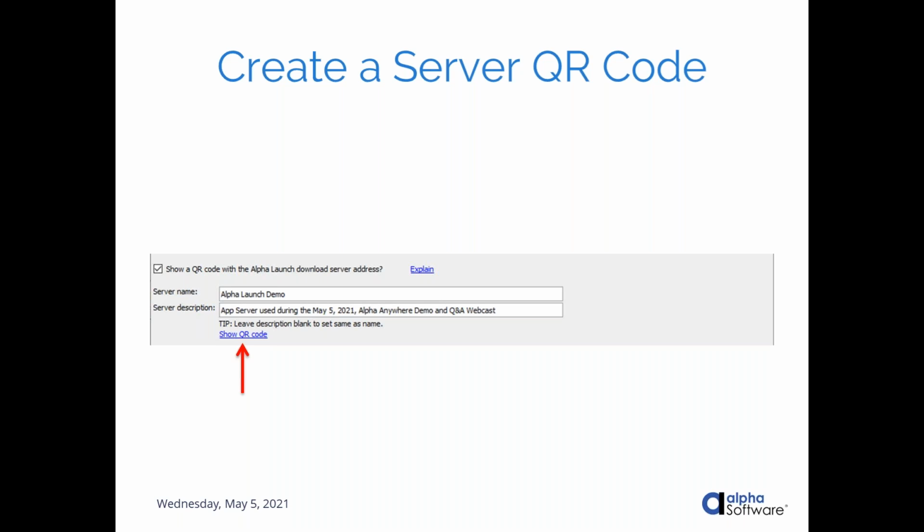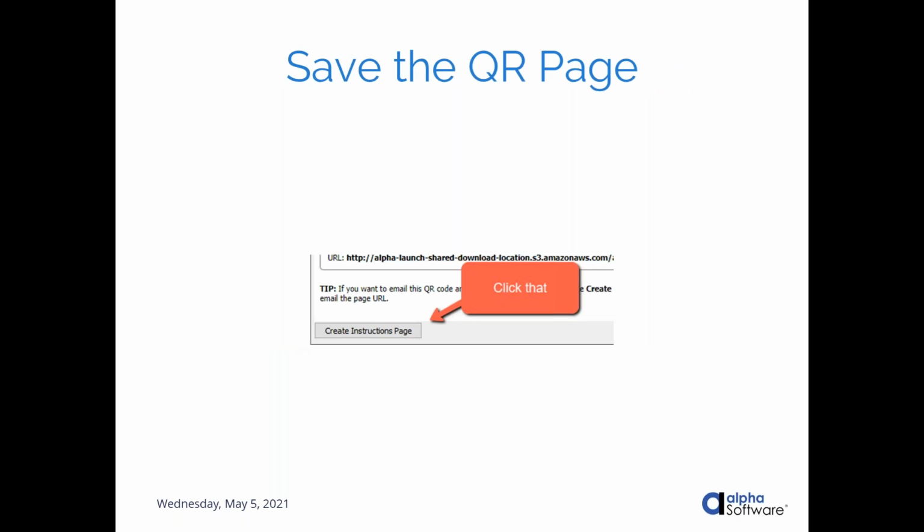You could have Acme Inc. and the server description is apps for Acme Inc. employees, right? That's what you put in there. It's just a helpful piece of information so that people know that after they've scanned that QR code, they've got what they expect. And so once you fill that out, you can click the Show QR Code link that will display a page in a pop-up window. And the very last thing you need to do on that page is in the bottom left-hand corner, there's a button that says Create Instructions Page, and you want to click that.